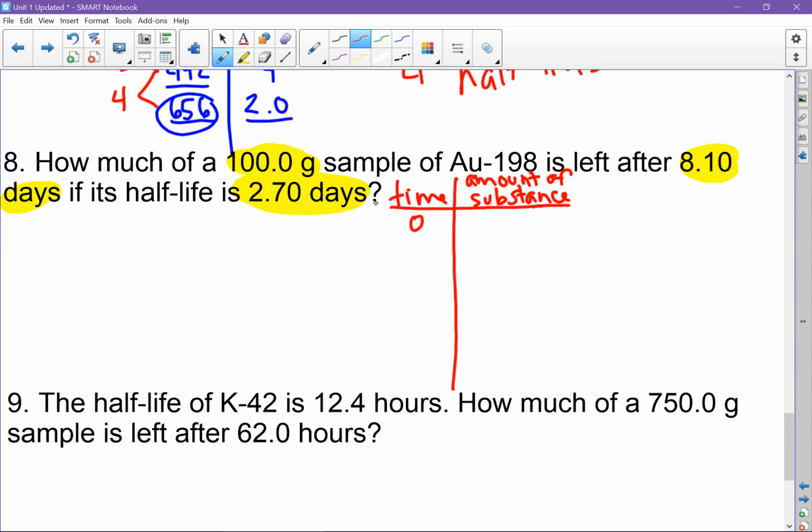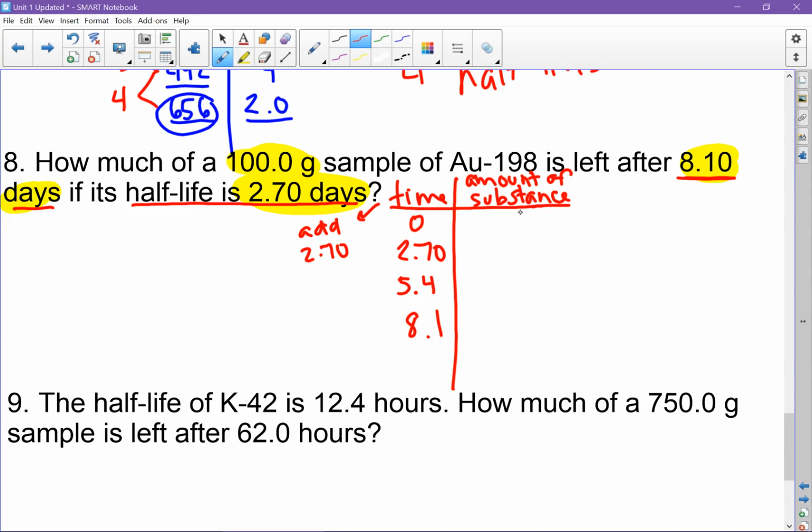Okay, remember time always starts with 0, and in this column we're going to add. It tells us the half-life is 2.70, and that's what you're going to add. Okay, so 0 plus 2.70 is that. If I added it again, then it would be 5.4, and it looks like we're going to go until we hit 8.10 days. That's the time we want to end at. So 5.4 plus 2.70 again, that gives me the 8.1 that I want.